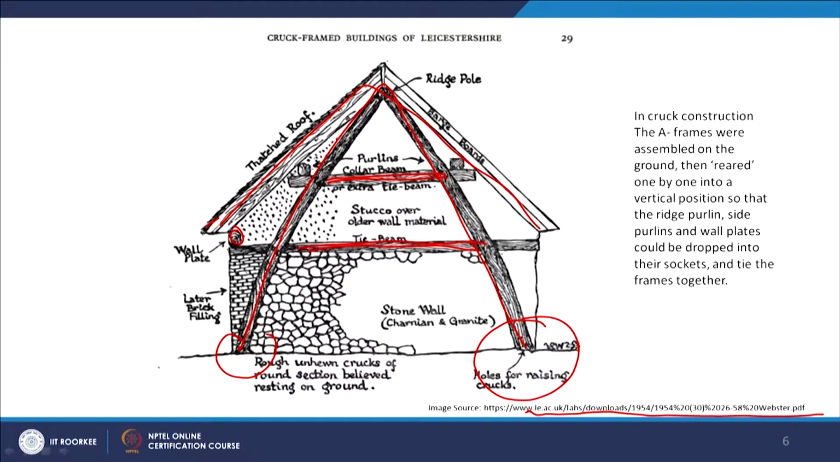So one basic thing you have to see: the A-frames were assembled on the ground, then reared one by one into a vertical position. So the ridge purlins, the side purlins and wall plates could be dropped into their sockets and tie frames together. So basically when you raise it, and the tie actually binds together, there's a little tension created on it, and the load actually distributes from these inclined members.